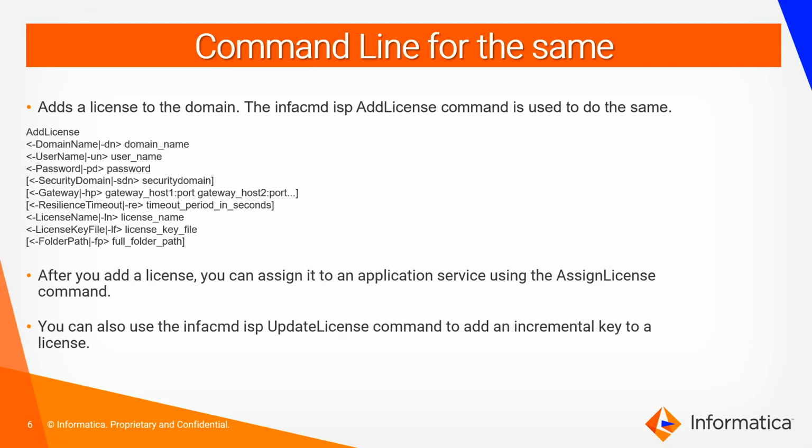Command line for doing the same activity. We can add a license to the domain either from the admin console or from the command line. The steps we discussed earlier can be used in the command line and in the admin console. For the command line, we have the infacmd isp commands where addLicense is used to add the new license. You can use assignLicense for assigning the services to the license, and you also have the updateLicense command where you can add the incremental key to those particular licenses.